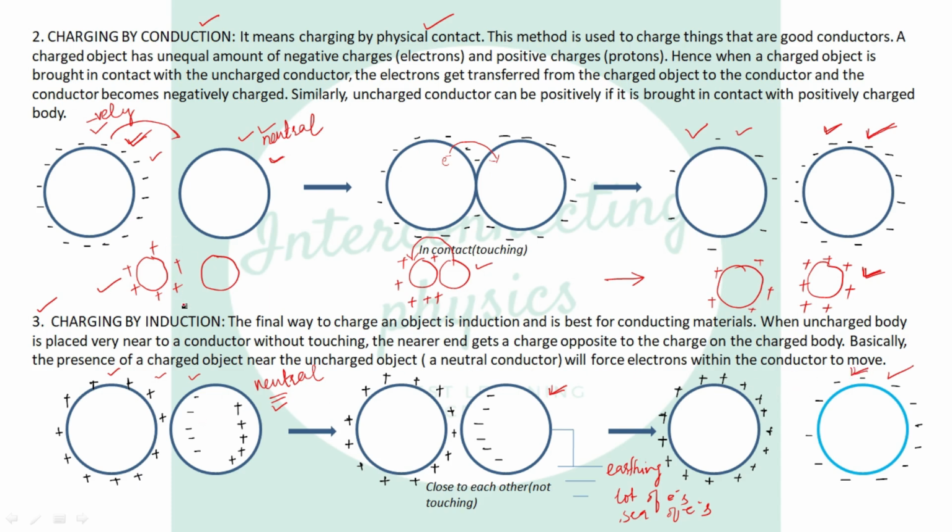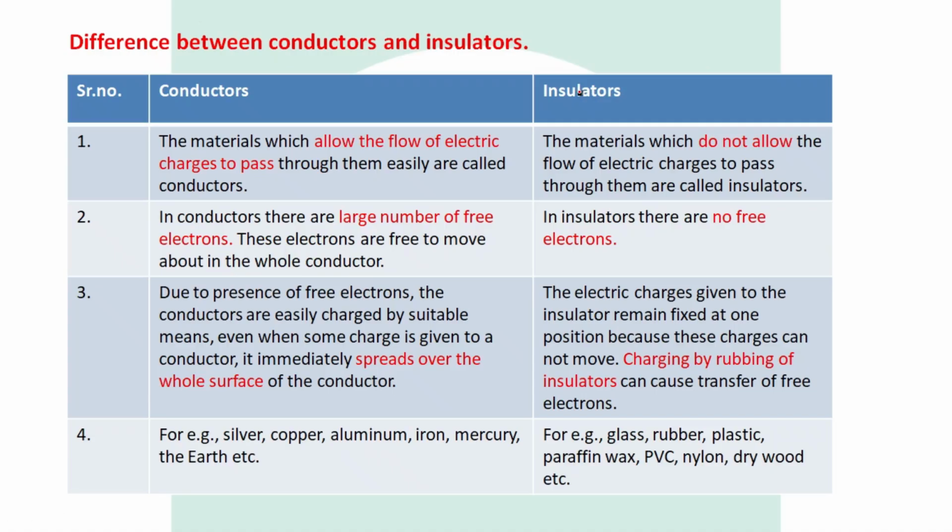So these two methods, charging by induction and charging by conduction, are helpful for charging conductors. Now these were the three methods. Now we will discuss the difference between conductors and insulators. Conductors are the materials which allow the flow of electric charges to pass through them, meaning charges can easily pass through conductors. But insulators, in which charges are not allowed to pass through them, are called insulators.